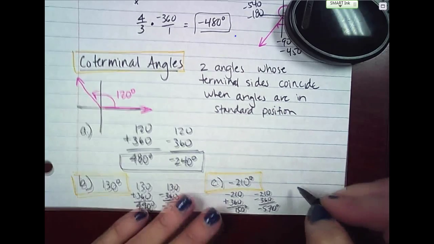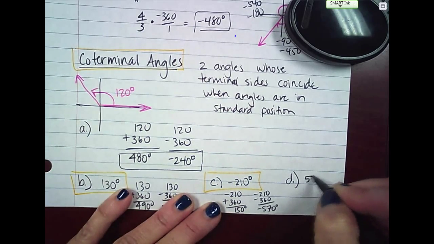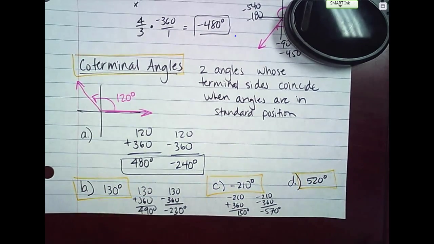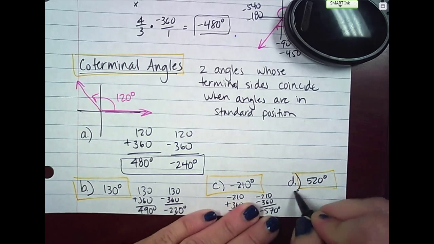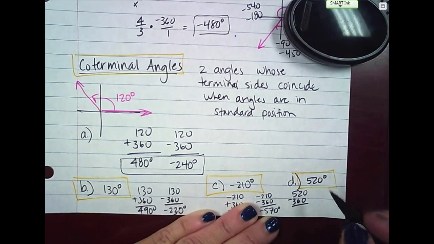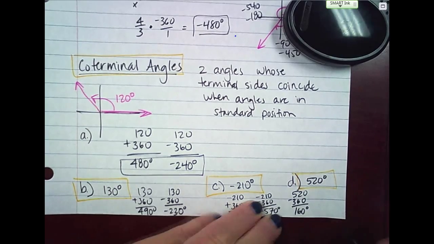Okay, the last one, a tricky one. What about 520? Think about 520 for a second. If I add 360, I'm really high, at like 880. If I subtract 360, am I still at a positive answer? Well, let's do that. Take 520 and subtract 360, and you get 160 degrees.